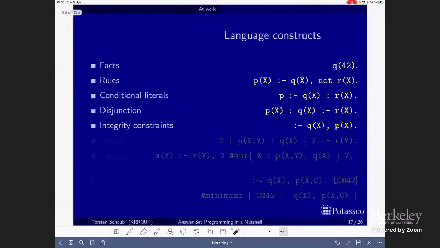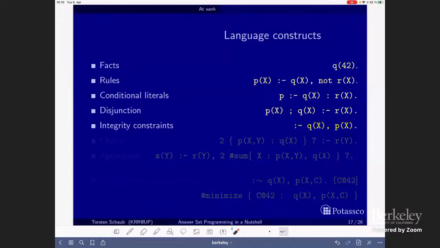Okay, a very popular construct in modeling are integrity constraints, and we will see them again afterwards. This more or less can be seen as an implication that entails falsum, right? Which says it must not be the case that there is an X for which Q of X and P of X hold.